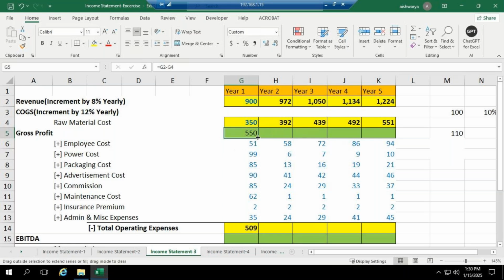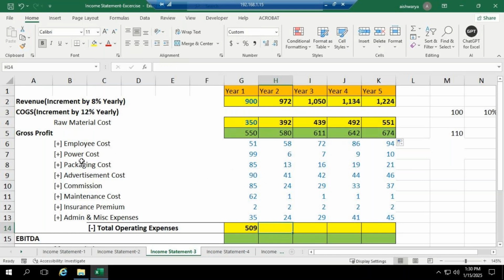So now you just drag it over here, automatically you will be getting the answers. So that means the gross profit for the respective years will be shown here. Till here you understood? Yes, ma'am. So after this, automatically they have given you the OPEX.